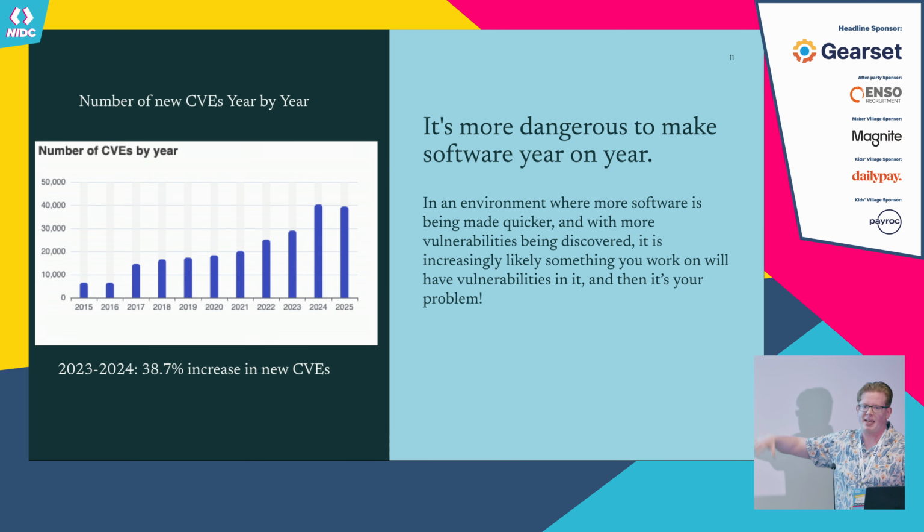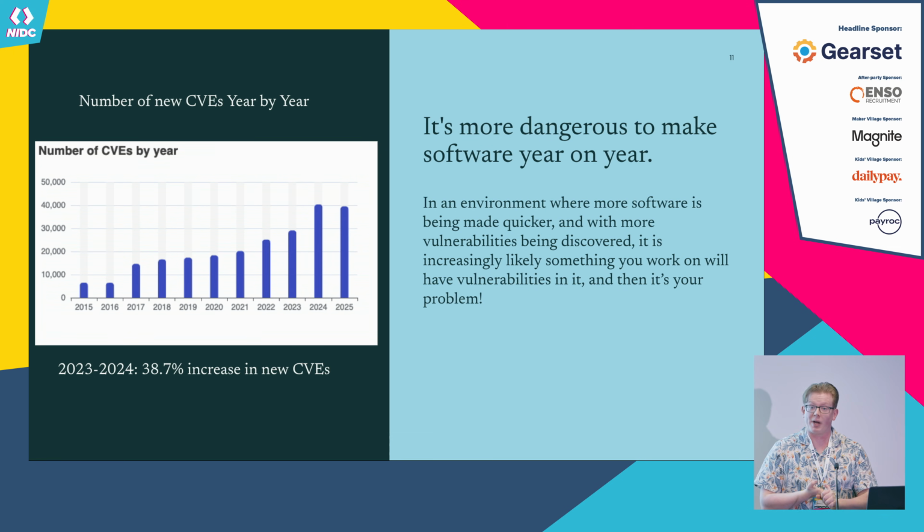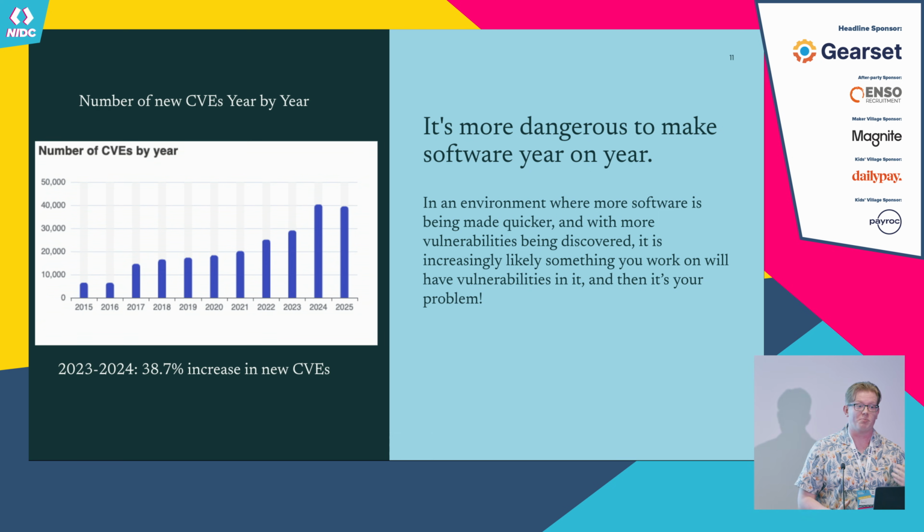Ultimately, it's more dangerous to make software pretty much every year. More software is being made more quickly with more complexity, and also by more people who have varying levels of skill within the area. That means that over time, more and more vulnerabilities are being discovered. 2023 to 2024, 38.7% increase in CVEs. Remember, CVEs are not all vulnerabilities. These are just the ones we know about and have identified and have categorized. The data for 2025 there was up until the start of October. There were three more months for that number to surpass 2024's number.